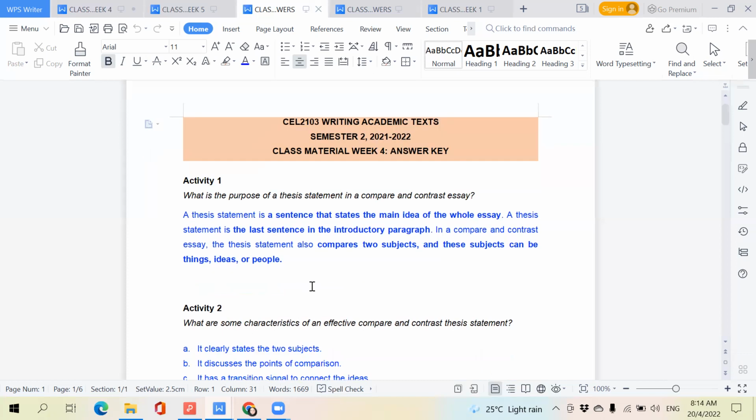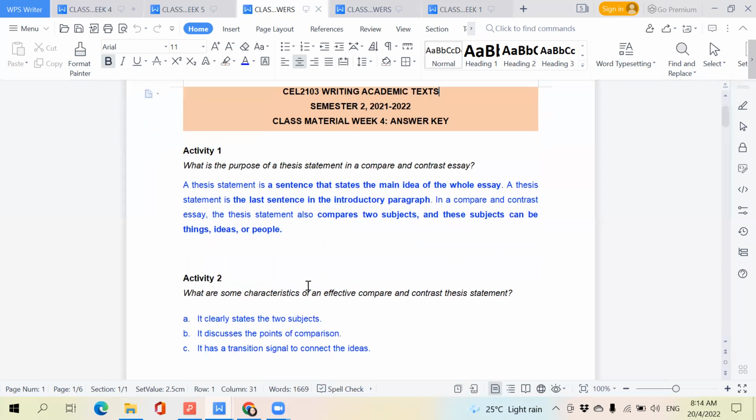What do you have to have in your thesis statement to make it effective? Okay, first one, like I said, tadi ada cakap, you have to state what your two subjects are. Okay, yang ini semua compulsory. The 3 points that you see here are all compulsory. You have to make sure that you state the two subjects that you want to compare and contrast. Okay, next, you have to discuss the points of comparison.